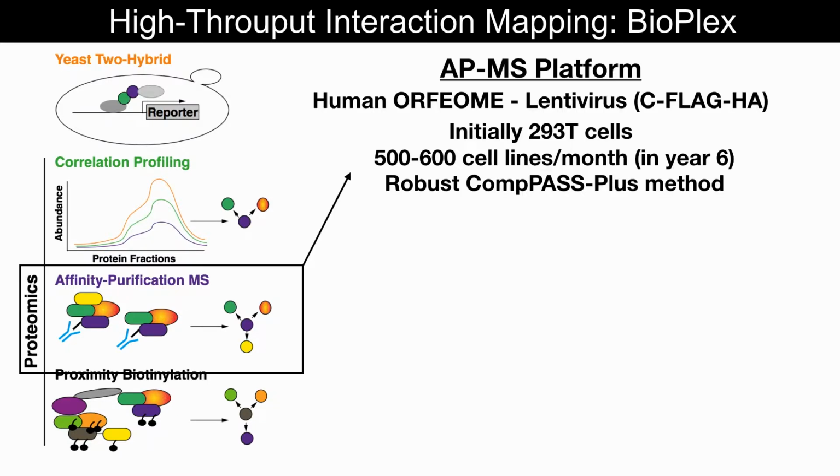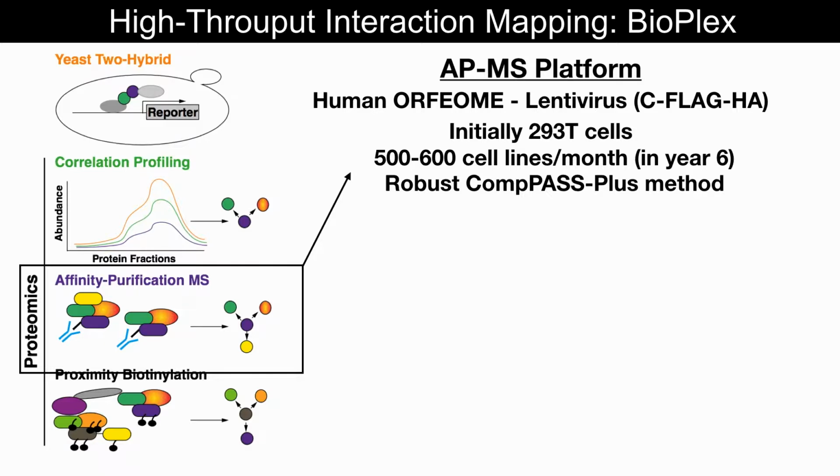The methodology we've been using primarily over the last 5 years or so to try and create a map of the human interactome relies on affinity purification. And in our current setup, we use the human ORFeome as a lentivirus with a C-terminal FLAG-HA epitope on it. The initial map we've been working on is in 293 cells.